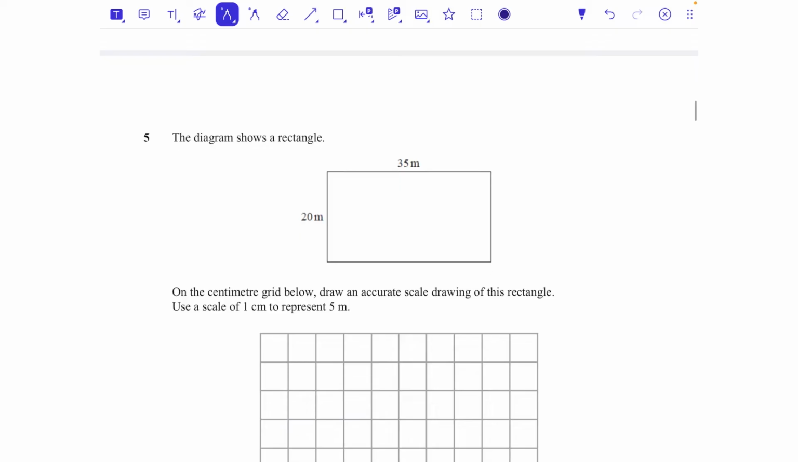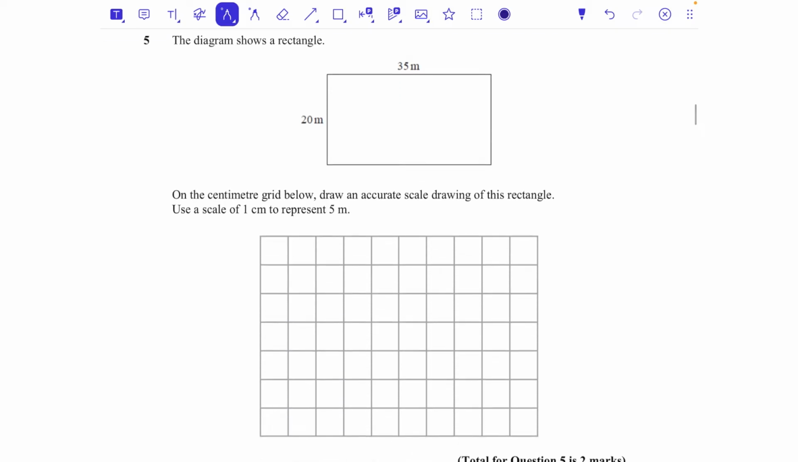Question number 5. The diagram shows a rectangle. On the centimetre grid below, draw an accurate scale drawing of this rectangle. Use a scale of 1 centimetre to represent 5 metres. Okay, so if 1 centimetre is 5 metres, to get from the drawing to real life, it's going to be 5 times bigger. And then to get from real life to the drawing, it's going to be 5 times smaller. And then obviously we can change the units.